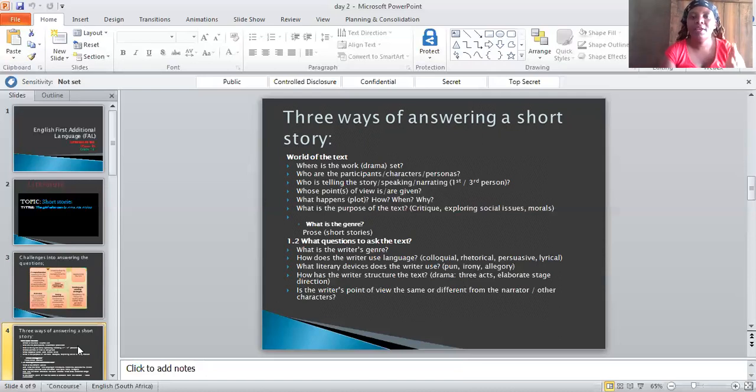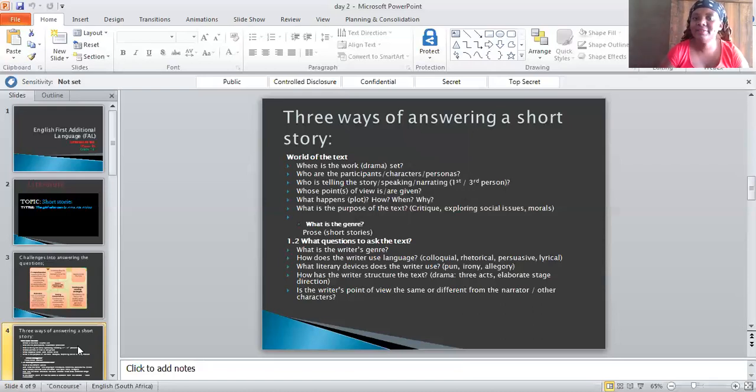And now, what questions to ask before we go to the second world? What questions to ask the text? What is the writer's genre? When you are reading a short story, these are the things that you should have in mind, or ask yourself: what is the writer's genre? How does the writer use language? Is it rhetorical? Is it persuasive? Is it lyrical or colloquial?